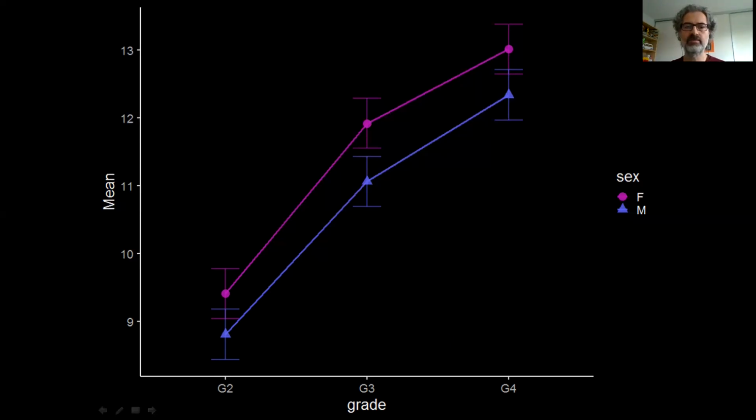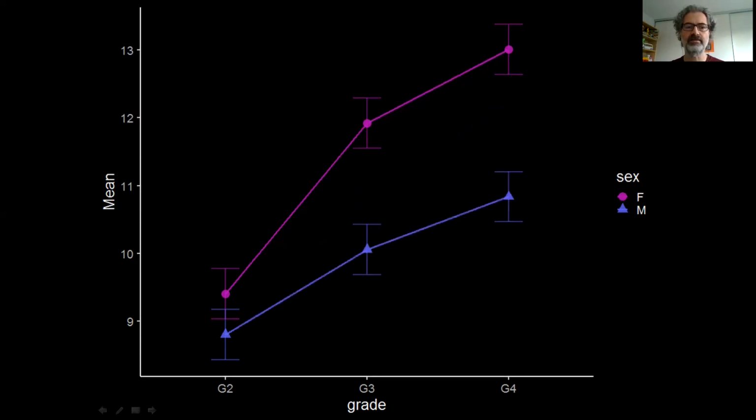There does not seem to be a statistically significant interaction based on this line plot. If, in contrast, our data looked like this, then we would see that the slope of this line is greater than the slope of this line. This graph shows that girls increase their scores more between grades 2 and 3 than boys do.